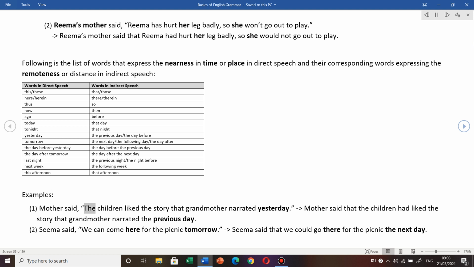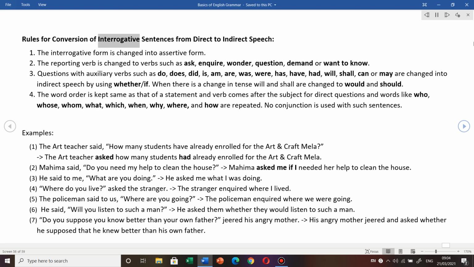Mother said, "The children liked the story that grandmother narrated yesterday." Mother said that the children had liked the story that grandmother narrated the previous day. Seema said, "We can come here for the picnic tomorrow." Seema said that we could go there for the picnic the next day. Rules for conversion of interrogative sentences from direct to indirect speech.